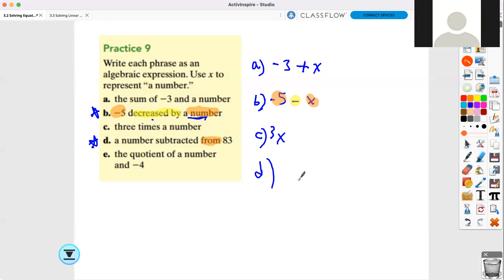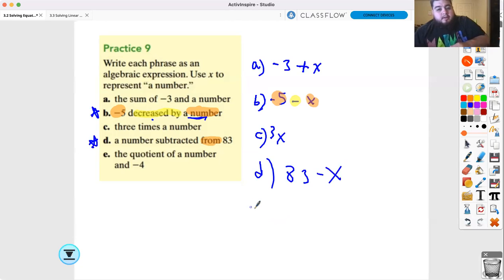A number of 86, 83 minus X. There you go. Where is 6 from? Dude, that's kind of crazy. It's funny. Is that your favorite number or something? I don't even know. It just slips out sometimes.